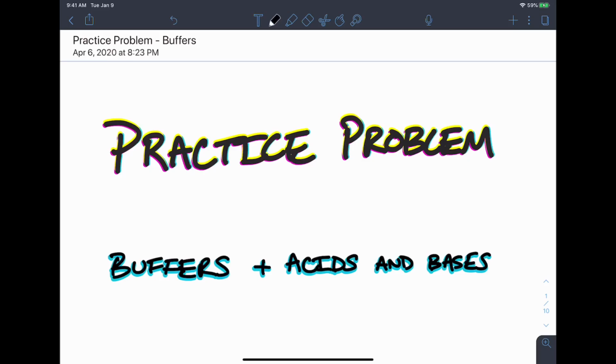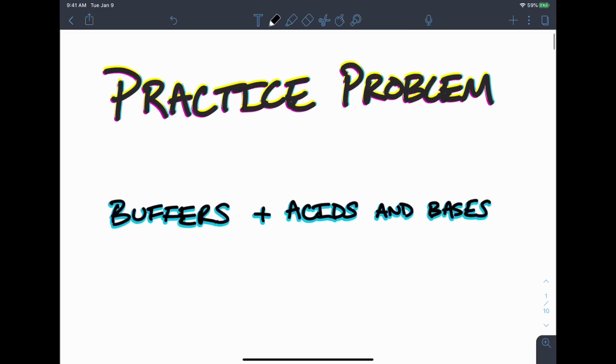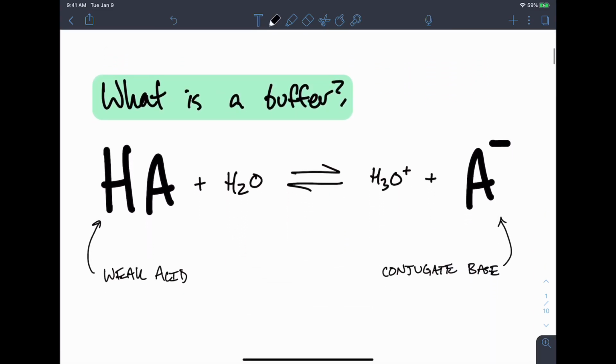Hey everyone, Dan here with a practice problem on buffers and how to determine the pH change if you add an acid or a base to a buffer solution. Before we get into the problem, let's briefly review what a buffer is.